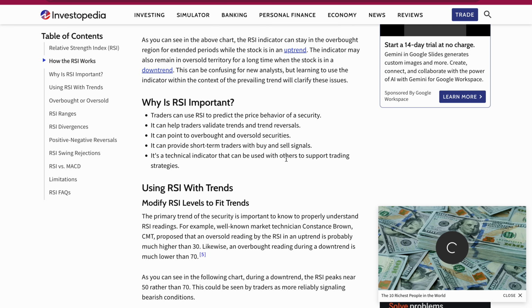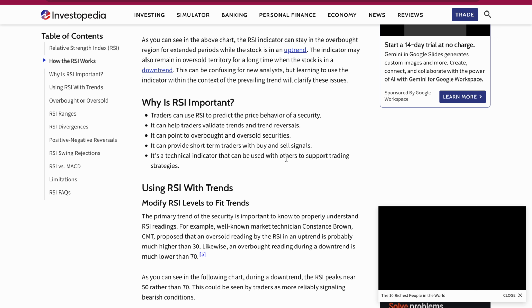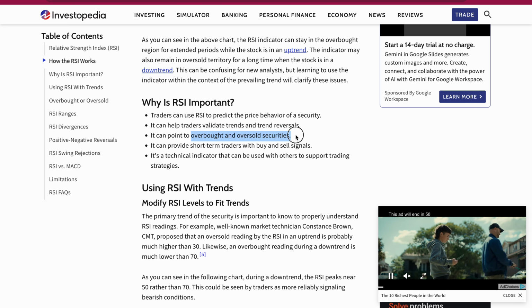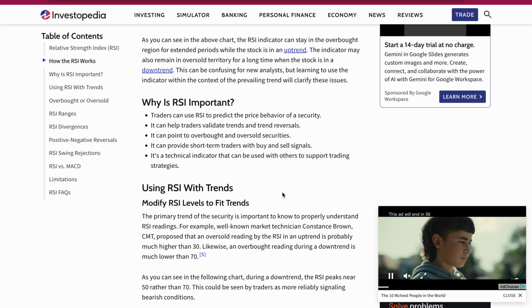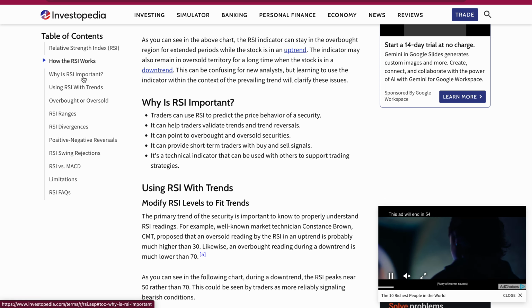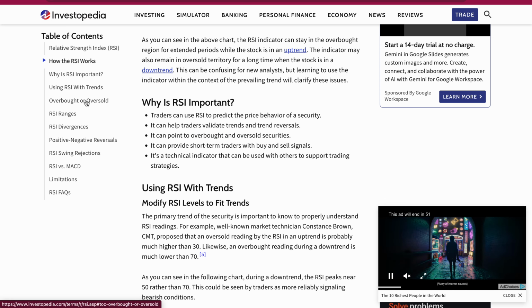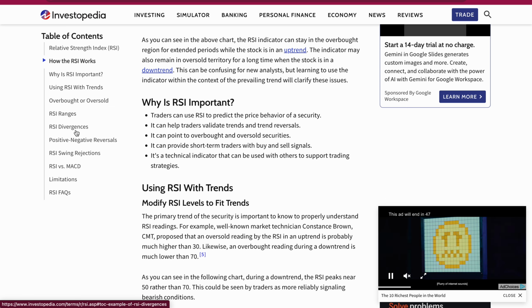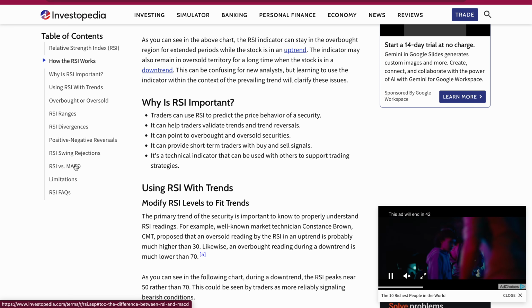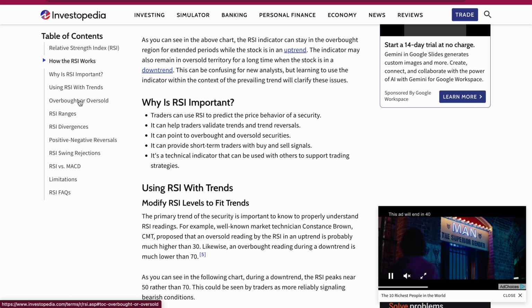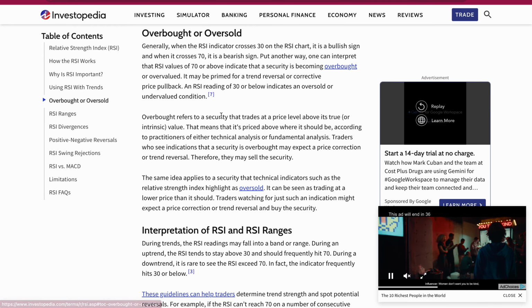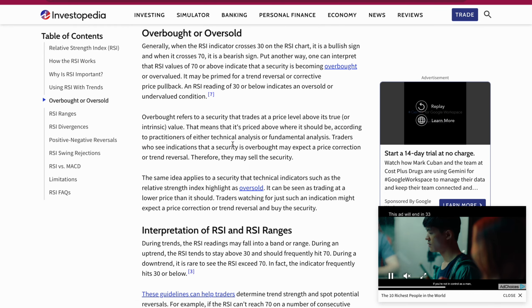Understand if there are any trends or trend reversals. It's mainly to understand if a stock is oversold or overbought. So you can look at various things: oversold, overbought, and then you can look at all these topics: RSI versus MACD. Let's click on this one, oversold, overbought, which is very important for us.